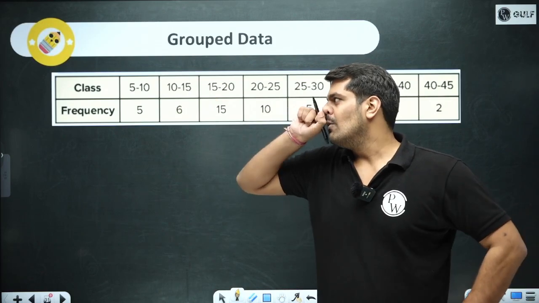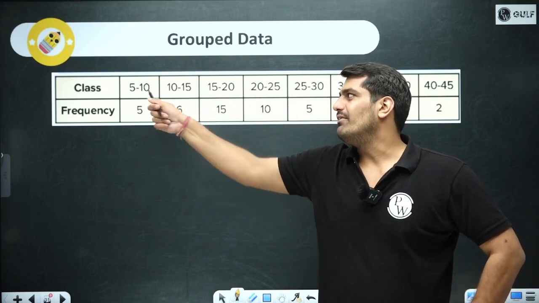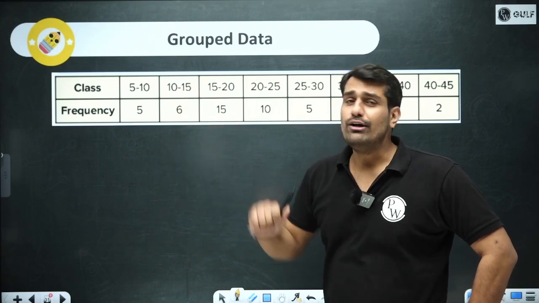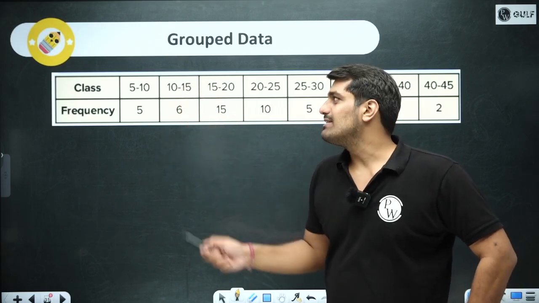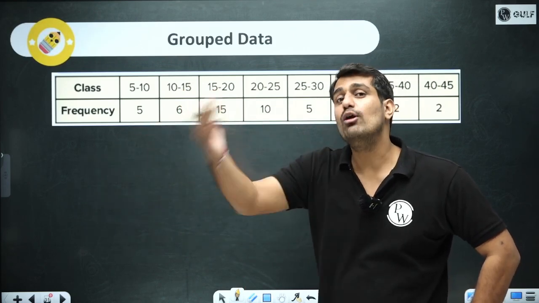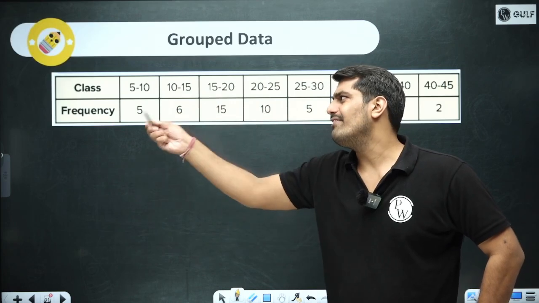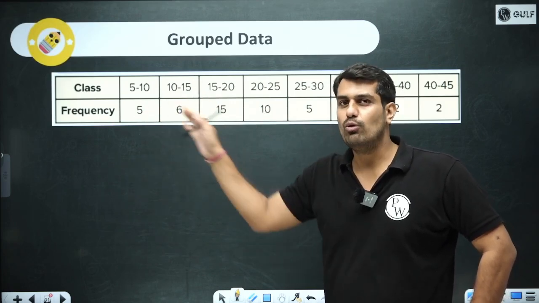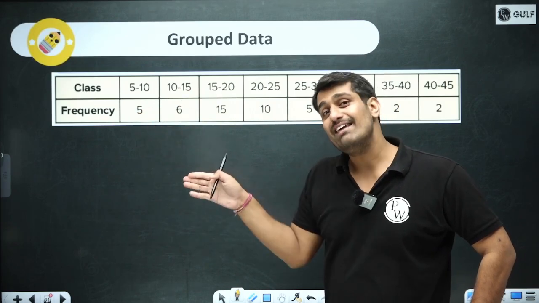All right. So there were 5 people lying between 5 to 10. Okay, good enough. There were 6 people lying between 10 to 15. Very good. Now, if I ask you how many people lie below 15, you would say 5 is also there below 15, and 6 is also there below 15. So both of them are part of it. 5 plus 6, 11 lie below 15.